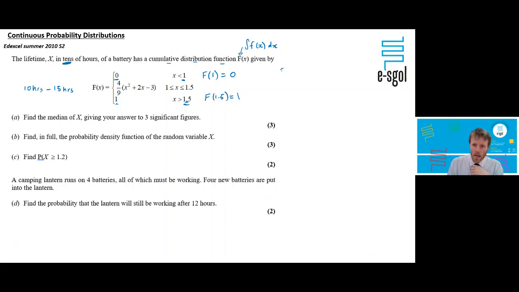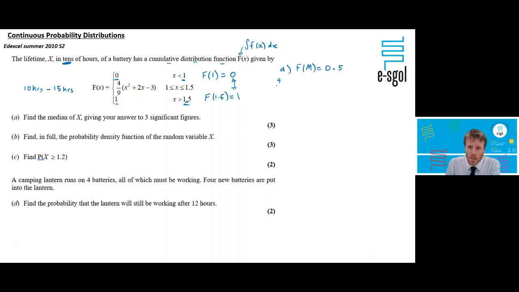So for part A, let's have a look at this. Find the median of x, giving your answer to 3 significant figures. So the median, f of m, is where our area is halfway between these two. So our area must be 0.5. That's what we want.